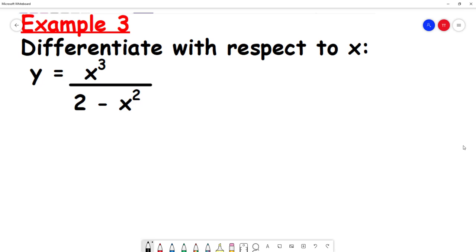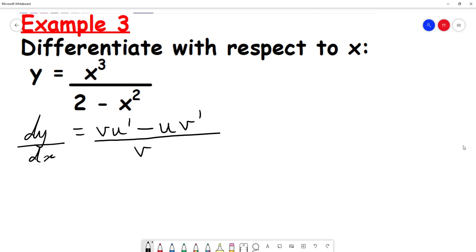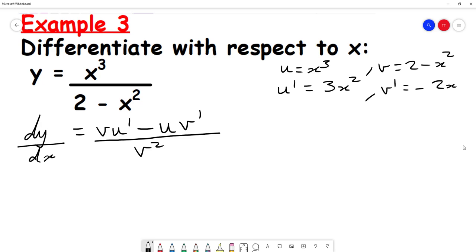Okay, here's one more question for you to try. You can pause the video, and when you're done, I will go through my worked solution. Okay, welcome back. So let's start off by writing down the quotient rule. That's going to be v u dash minus u v dash, all divided by v squared. In our case, u is x cubed, u dash is 3x squared, v is 2 minus x squared, and v dash is minus 2x.